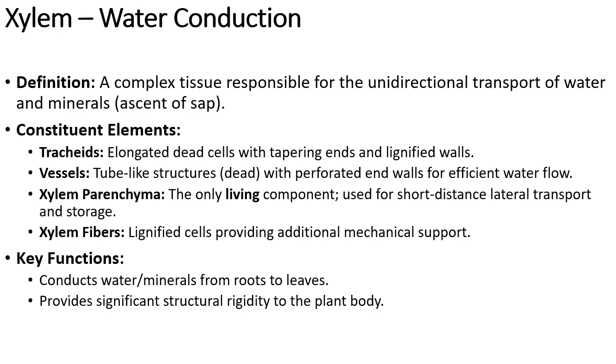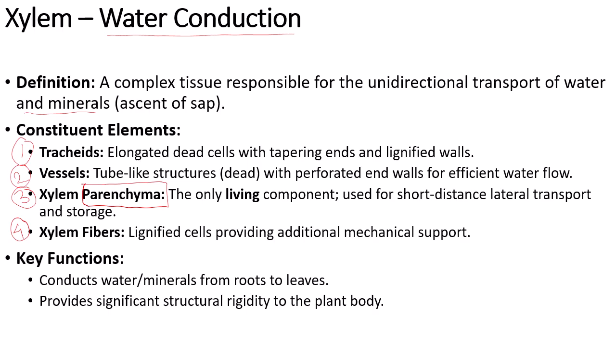Xylem is mainly meant for the conduction of water. So xylem is a complex tissue which is responsible for unidirectional transfer of water and minerals. Xylem is made up of first tracheids, second vessels, third xylem parenchyma, and fourth xylem fibers. Out of these, only the xylem parenchyma is a living tissue, but the rest of the tissues are dead.